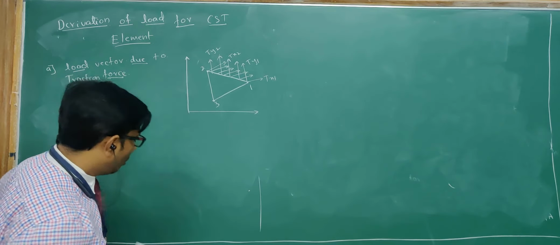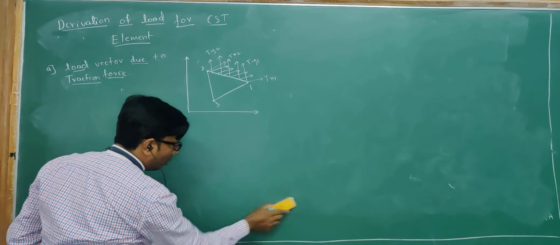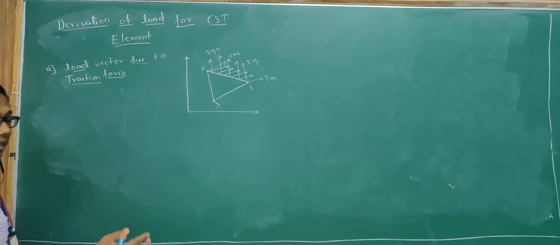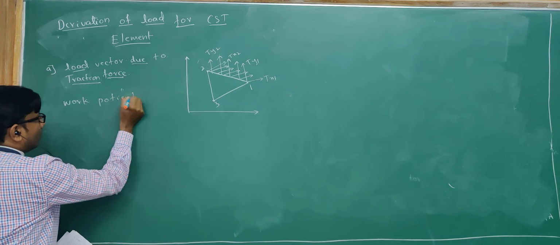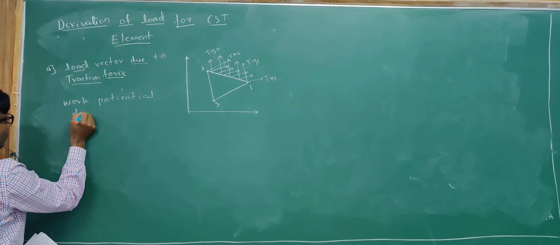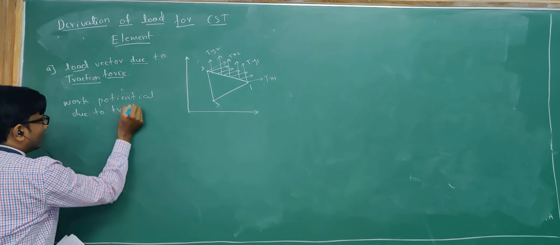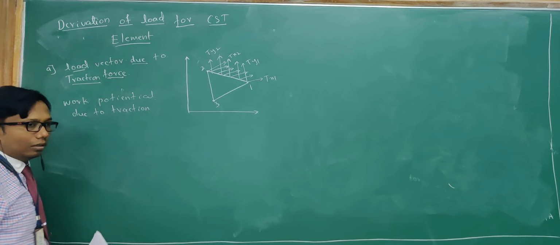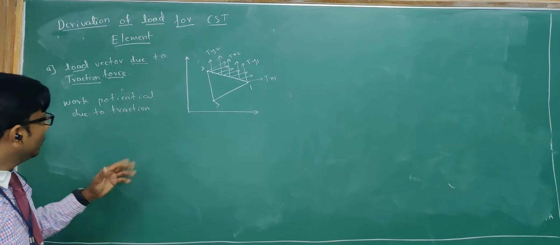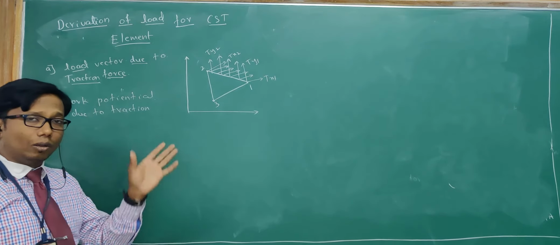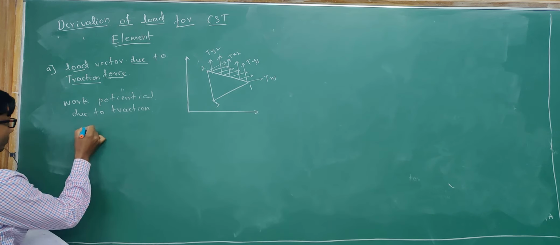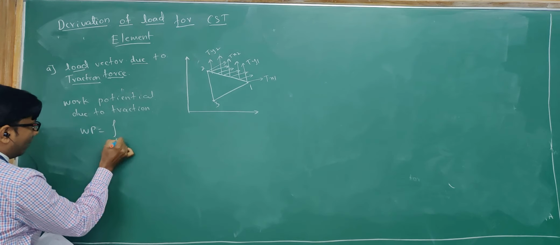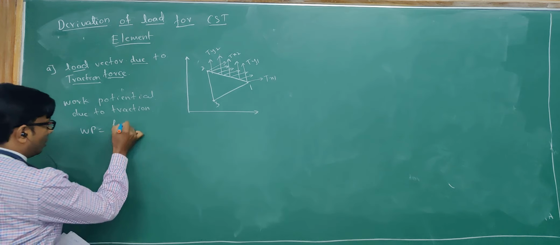Now we will try to find the values of the load vector here. Once again we will go for the same procedure, that is, the work potential due to traction force. As we know, the traction force is acting on a particular surface area, so we generally write the work potential as the integration over S, that is the surface area, of U transpose T.